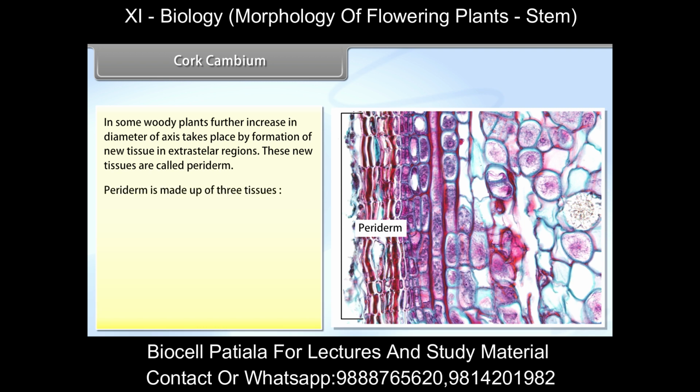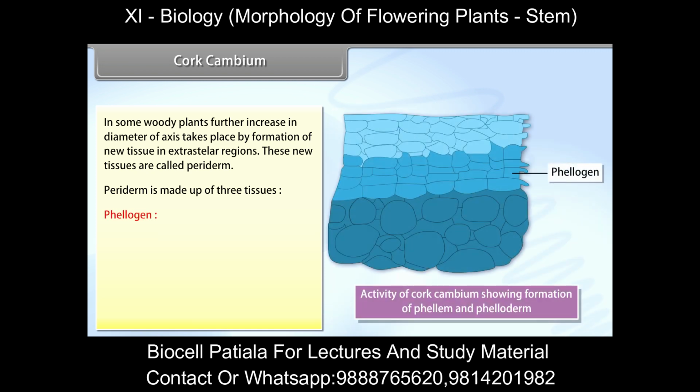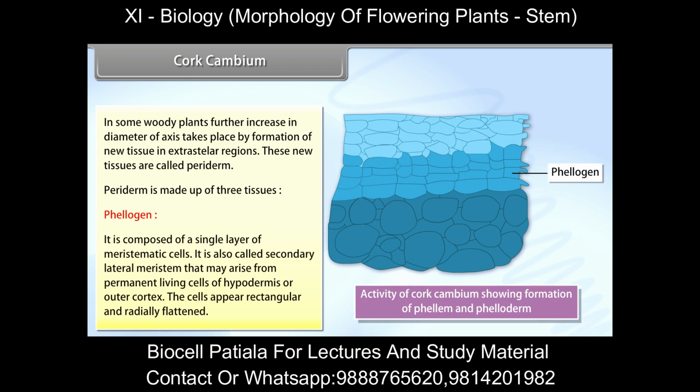Periderm is made up of three tissues. Phellogen. It is composed of a single layer of meristematic cells. It is also called secondary lateral meristem that may arise from permanent living cells of the hypodermis or outer cortex. The cells appear rectangular and radially flattened.